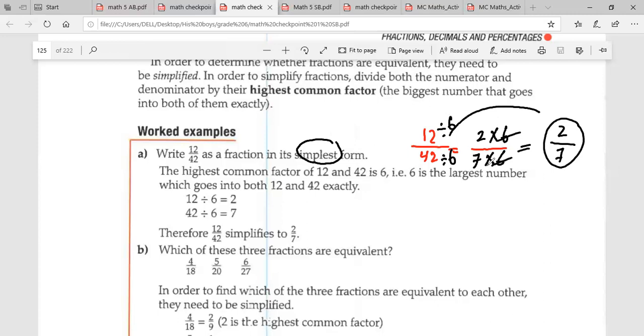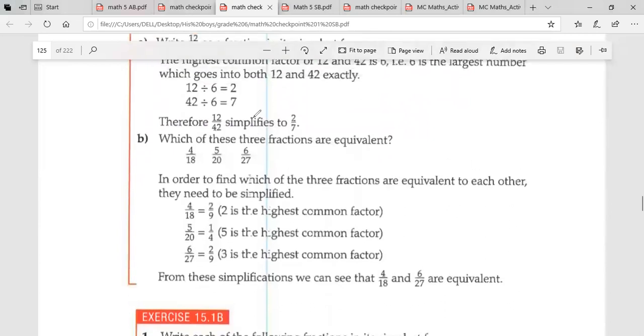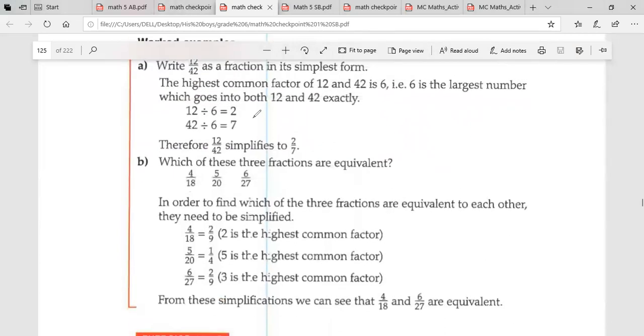Okay. How do I know the common number that I divide the numerator and the denominator by? From the times table. Here I make it simple: you say 2 out of 7. Which of these 3 fractions are equivalent? B. How to know the equivalent fraction? You have to put it in simplest form.